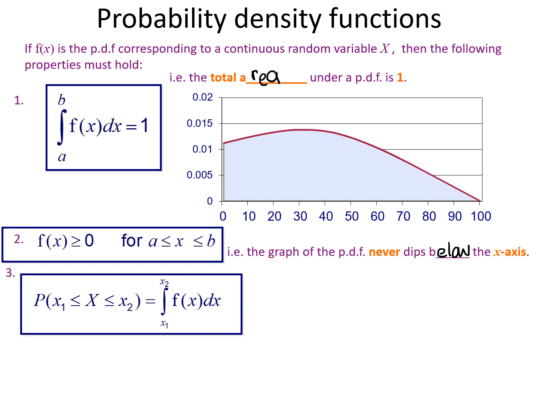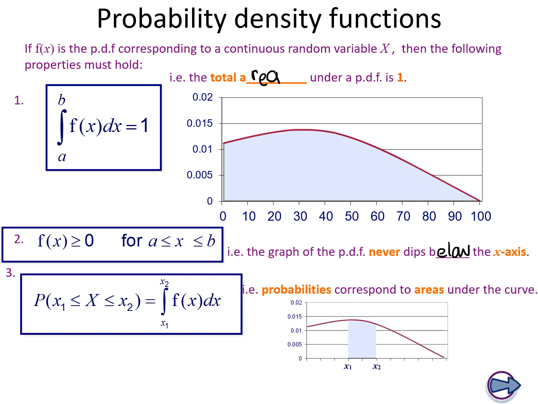And that's just saying if you want to find the area between two limits, then that actually finds a probability that the continuous random variable lies between those two limits. Probabilities correspond to area under a curve. There we go.